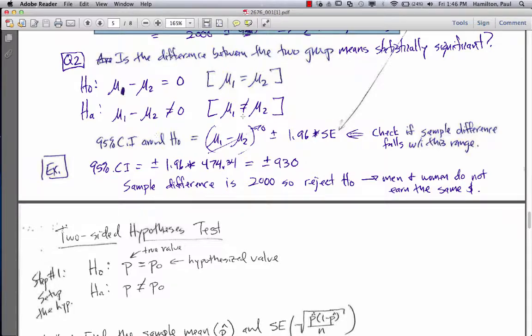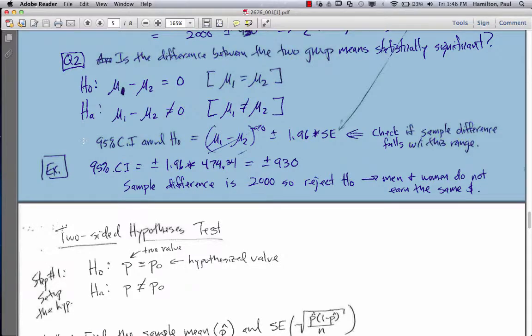Anyway, here again, the claim is that the two means are equal. Another way of saying that is mu1 minus mu2 equals 0. And the alternative is that they're not equal, that there is some statistical difference. It doesn't explain what caused it, whether it's bias or something else. These can be pretty tricky to measure.